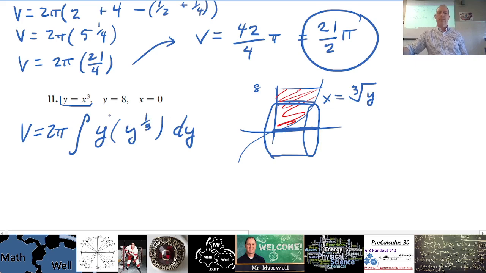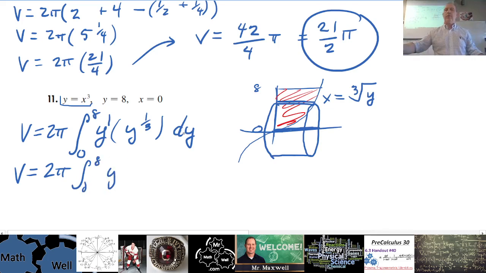Anybody? What's your hint? So how do I simplify this? Yeah, same base, add exponents. Very good. Okay, oh, we didn't do limits. Limits are going to go from 0 to 8, looks like, right? 0 to 8. So it's going to be y to the 1 1/3 or 4/3, I guess you could say.